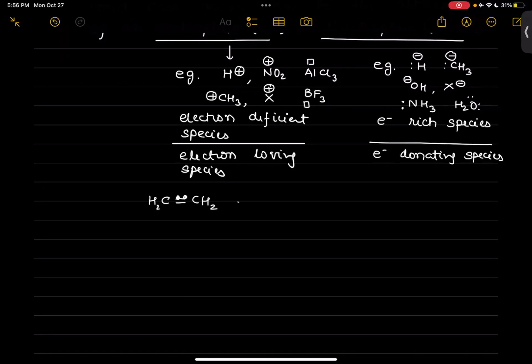Suppose I react it with H plus. H plus can come from any acid, right? So how is the reaction going to happen between them? How should we proceed? I hope you are getting my point. How is the reaction going to happen between them?